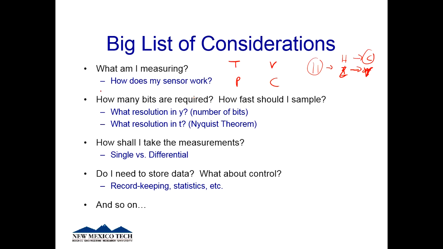So you need to think about how many bits are required. What resolution do I need to have and why? How many bits do I need? We need to worry about how fast we should sample, our resolution in the T direction. So how fast in this direction and how fast in this direction. I need to think about, do I want single or differential mode? Also things like, how do I store the data? How much record keeping do I need to worry about? What kind of statistics do I need to perform? Is any of this going into a control loop? How do I manage all this data I'm collecting? And so on and so on.